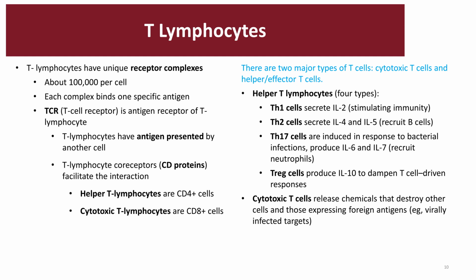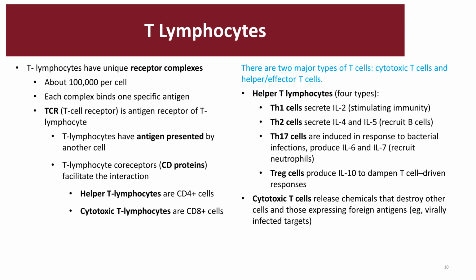Th2 cells secrete IL-4 and 5, and their role is to alert B cells. Th17 cells are used to induce responses to bacterial infections, and they produce IL-6 and IL-7 to alert neutrophils, which is one of the most common types of white blood cells that can engulf targets and antigens and pathogens. And then we also have the T-reg cells, T regulator cells, that produce IL-10, which will dampen and reduce T-cell driven responses. These IL stand for interleukin. These are signals that are localized, strictly used inside the immune system for changing the ability of white blood cells to act.